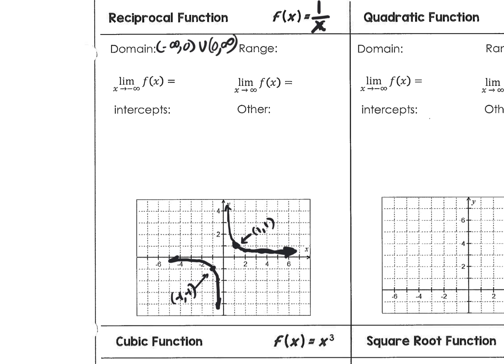So let's do the same thing for range. Range is from negative infinity to where? Where do we have a gap again? At 0. So from negative infinity to 0, and then from 0 to infinity. It's going to look the same, isn't it?